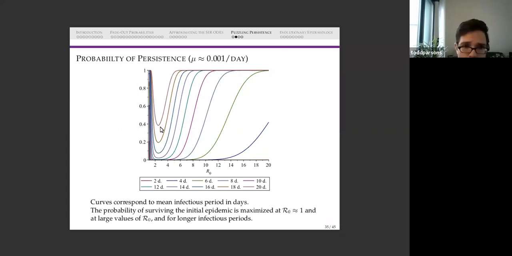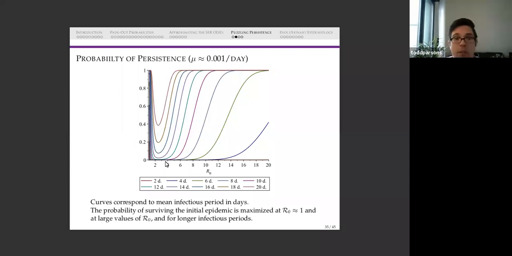The second thing that we observe is exactly what we saw in the numbers of R naught: large R naughts give you a very high probability of surviving the initial epidemic and starting a second epidemic, and R naughts very close to one give you a very high probability of surviving this fade out event and starting a second epidemic. Whereas in the zone 2 to 4, there's a much lower probability, especially as the infectious period gets shorter, of surviving to start a second epidemic.